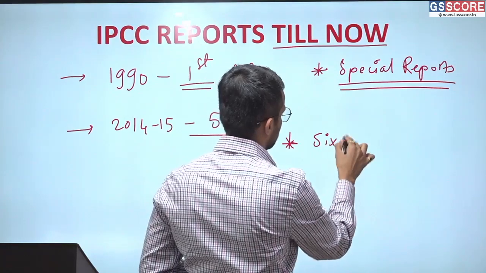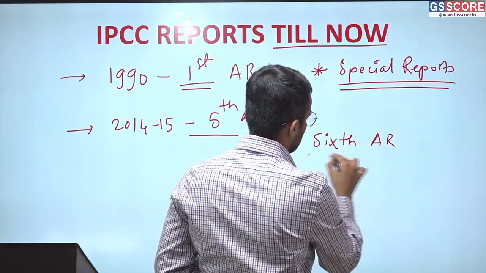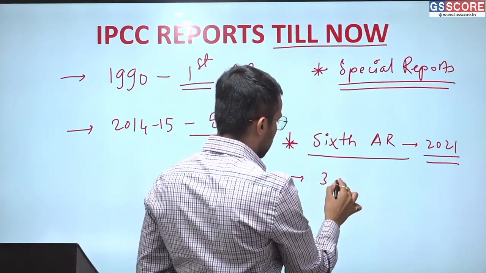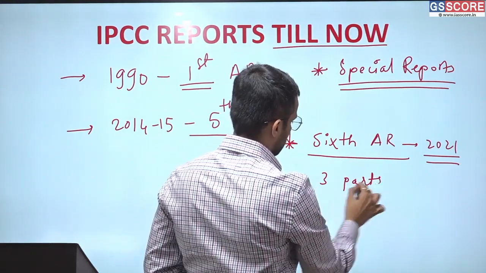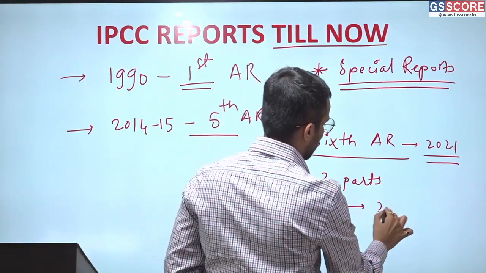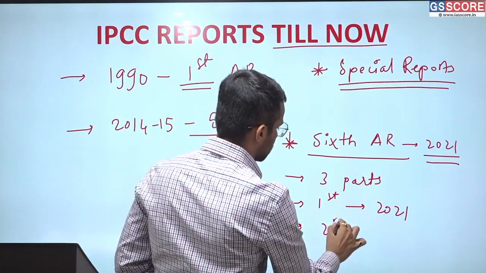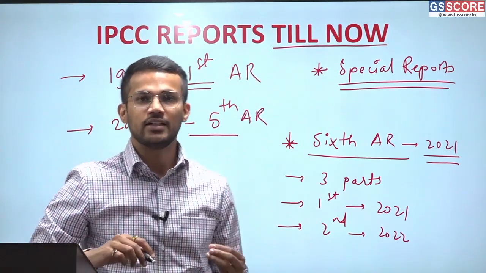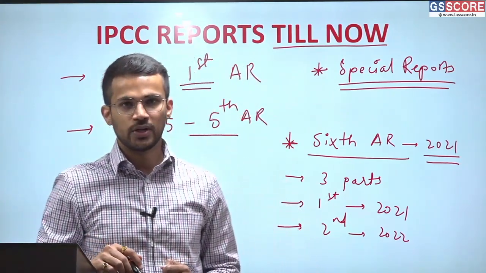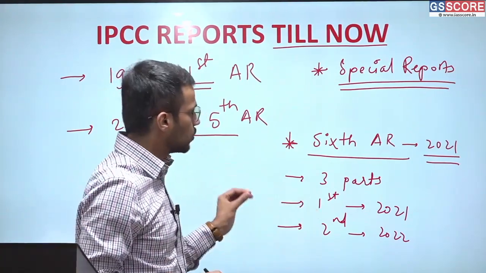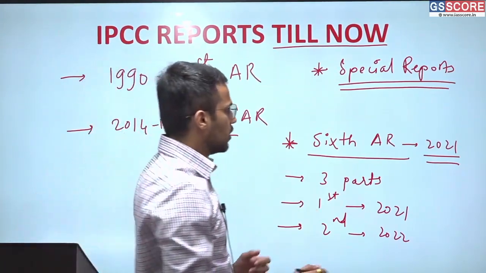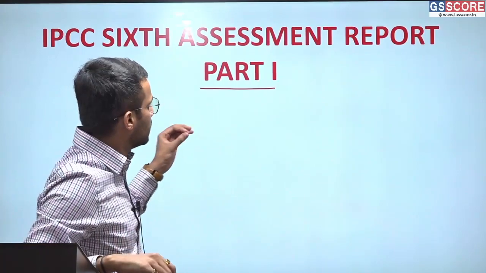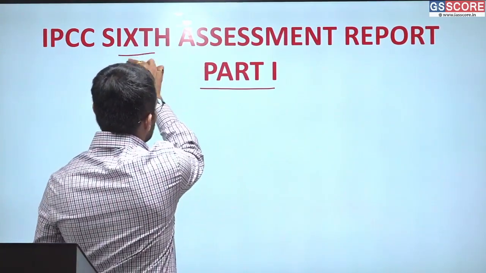After these special reports, IPCC started publishing the sixth assessment report, and under the sixth assessment report, they have published three parts till now. The first part was published in 2021, the second part was published in 2022, and the third part is the recent, latest addition to the sixth assessment report. So these are the reports that IPCC has published till now. Let us briefly discuss the different parts of the sixth assessment report.